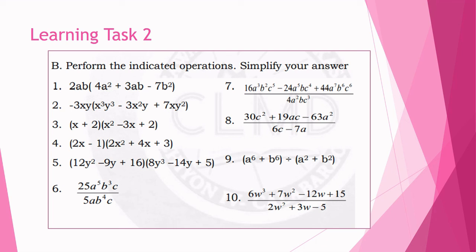Okay? So, for your learning task number 2, you're going to answer letter B. Perform the indicated operation. Simplify your answer. So, you have 10 items.